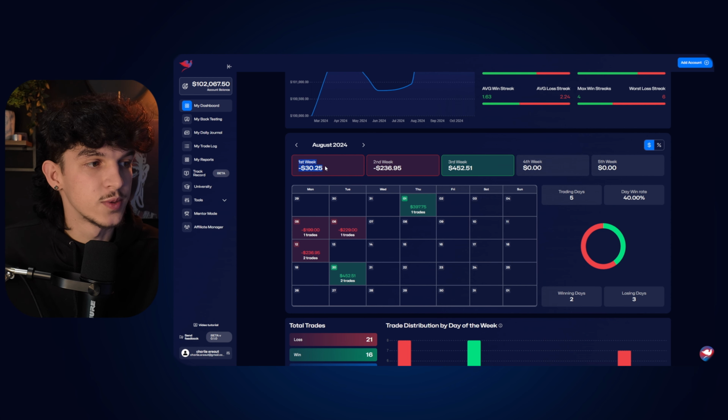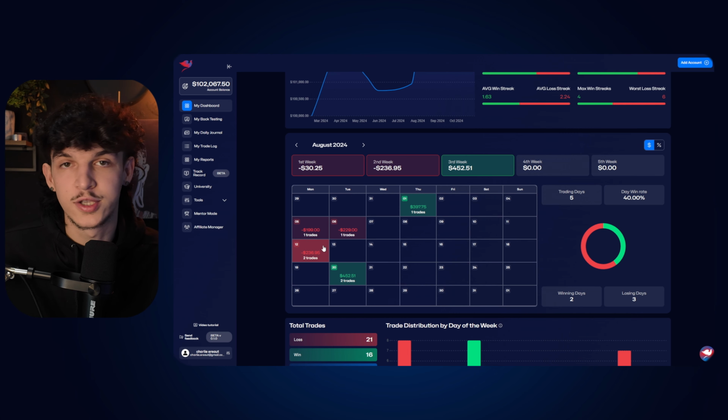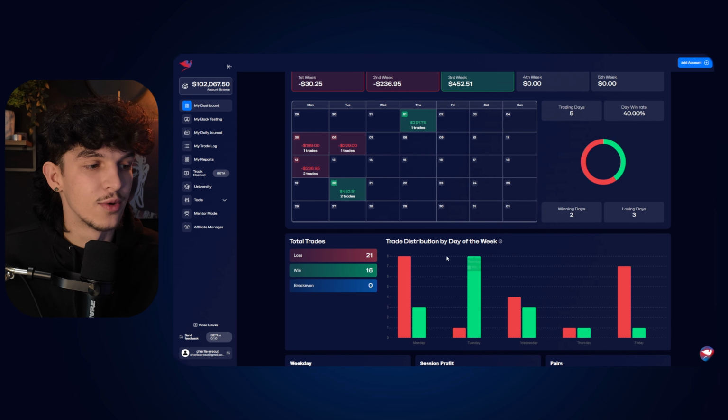Okay. So on the first week, we lost $30. Second week, we lost 230. And then the third week, we made 452. So maybe we can have a look to see where we went wrong in these given dates. Maybe we like to trade Thursdays. Maybe we don't like to trade Mondays, etc. We can get all this data.